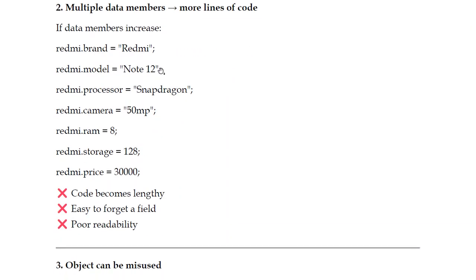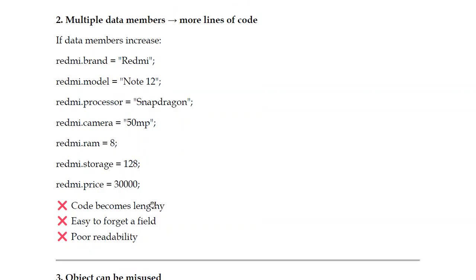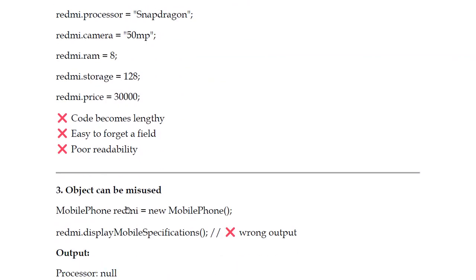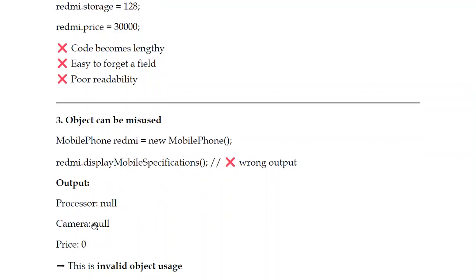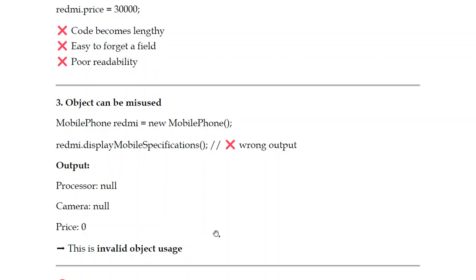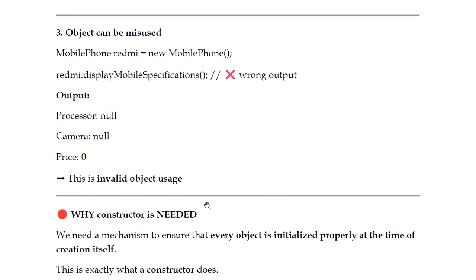Multiple data members come into the picture, and automatically the code size will increase. And also objects can be misused. The object creation is done, and after that, if you call the method, it will provide the default values. So this is also an invalid object usage. So why is a constructor needed? At the time of object creation itself, data members should be initialized.